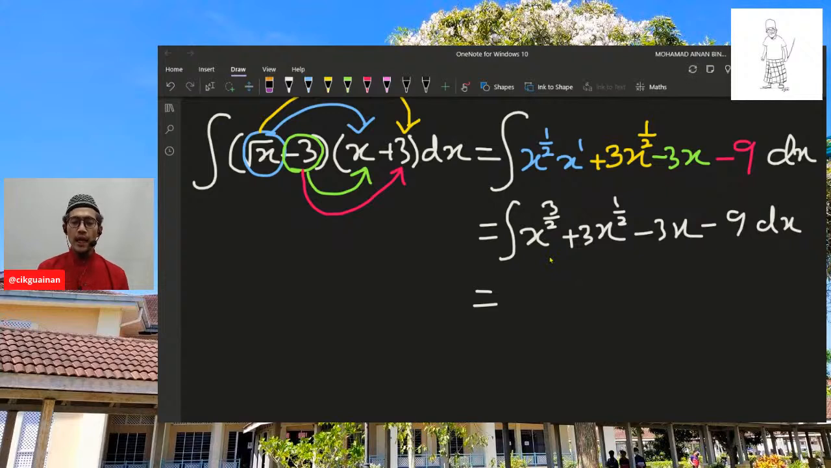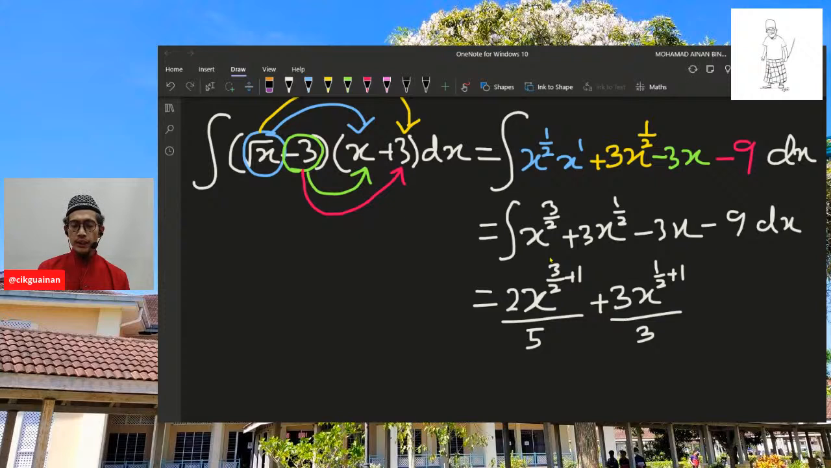We integrate. How to integrate the first term? Write x again, and then 3 over 2 plus 1 over the result of 3 over 2 plus 1. 3 over 2 plus 1 is 5 over 2. So x power 5 over 2. Next one, plus 3x power 1 over 2 plus 1 divides by 3 over 2.